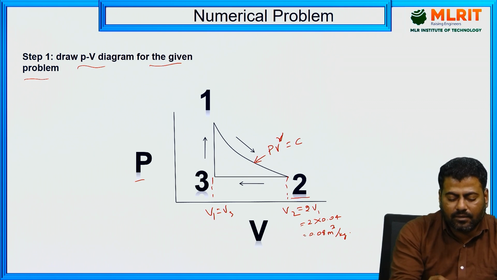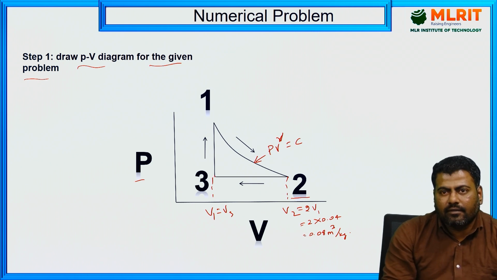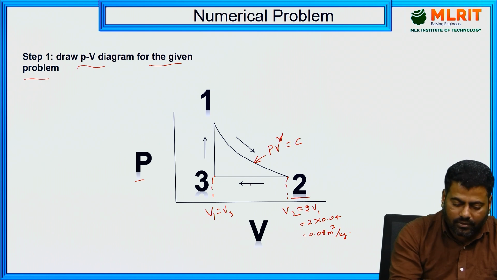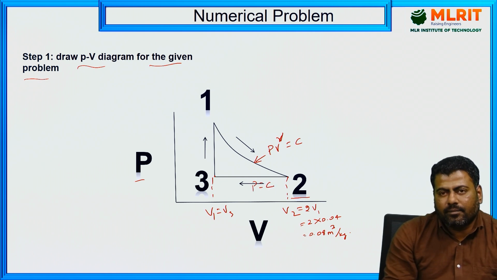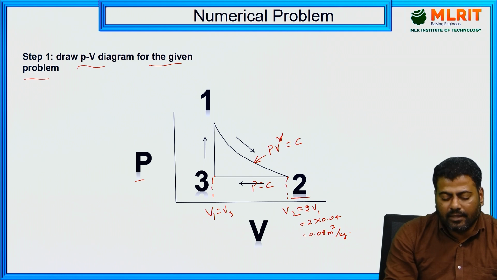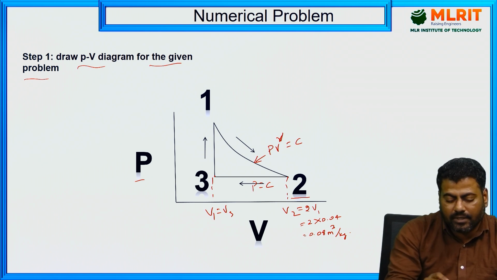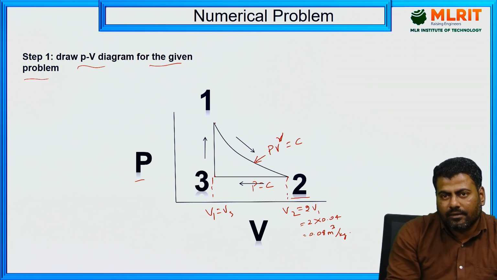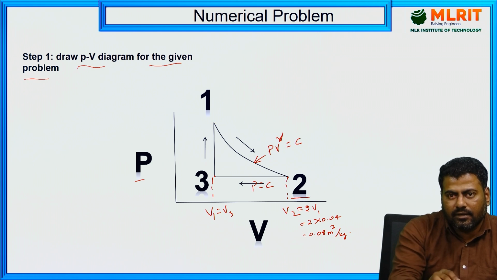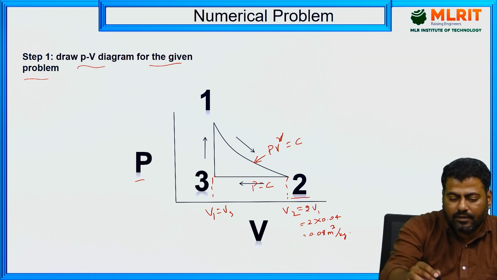Next one, the piston remains unaltered. We are adding heat in a reversible heat addition process. So this is your P equal to C, and the piston remains unaltered. The piston remaining unaltered means V equal to V1 equal to V3. And heat is added reversibly so that it reaches the initial pressure. We know that during the heat addition process, the pressure increases. So until that, the piston remains unaltered. Got it?